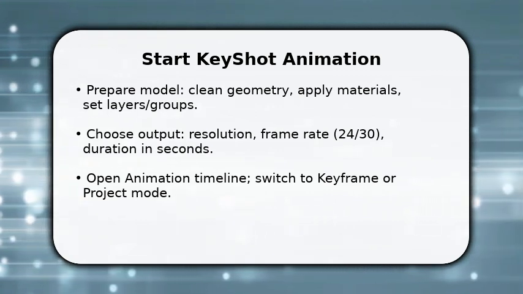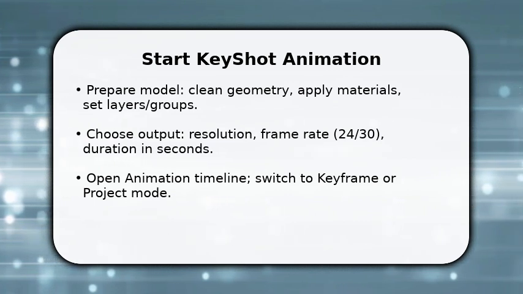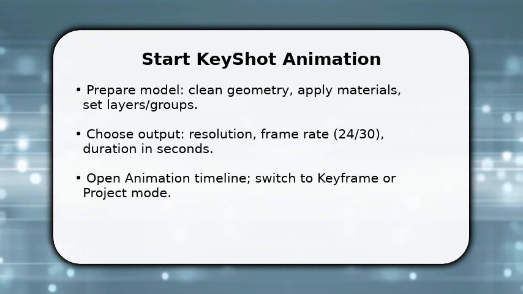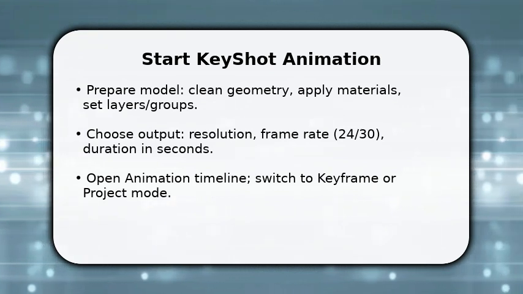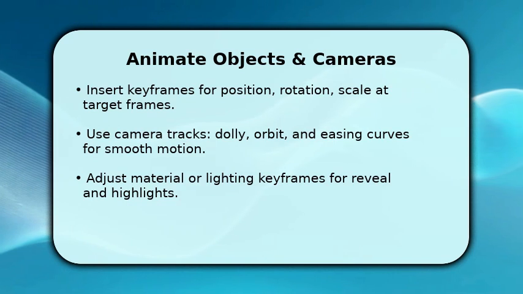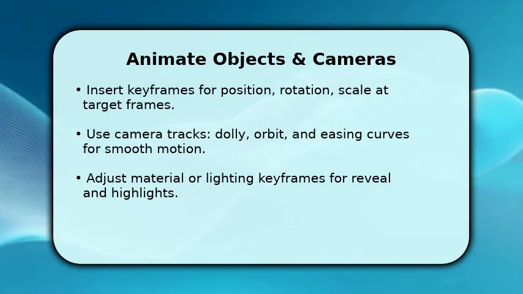You should organize parts into groups now so you can animate logically. Make sure to save a version before adding keyframes to avoid losing baseline settings. Now you animate. Scrub to a target frame and insert keyframes for position, rotation, or scale. These define motion over time.